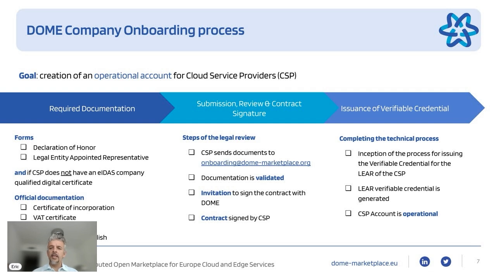If you use an eIDAS company qualified digital certificate to sign the document on behalf of your company, then those 2 declarations are all the documentation that you will be requested to submit. eIDAS stands for the European Regulation on Electronic Identification and Trust Services for Electronic Transactions. If you don't have an eIDAS company qualified digital certificate, then you will have to submit additional documentation that allows us to verify several aspects.